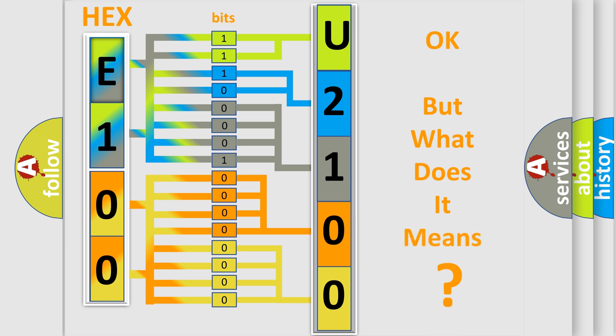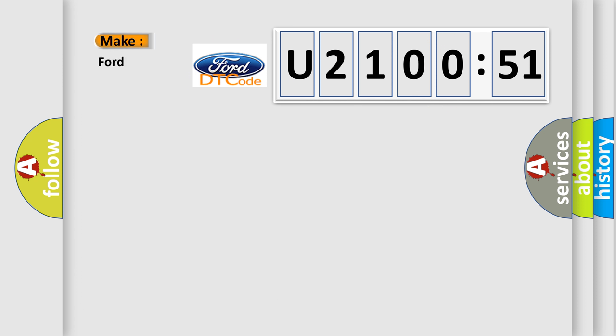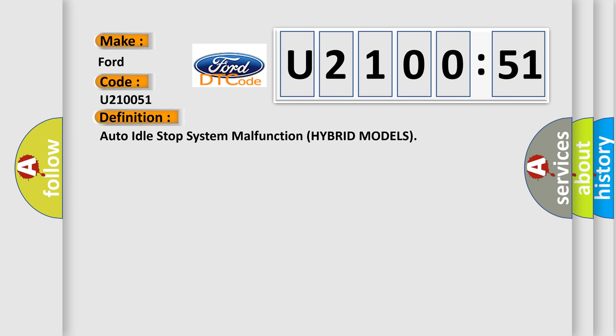The number itself does not make sense to us if we cannot assign information to what it actually expresses. So, what does the diagnostic trouble code U2100-51 interpret specifically for Infiniti car manufacturers? The basic definition is auto idle stop system malfunction, hybrid models.